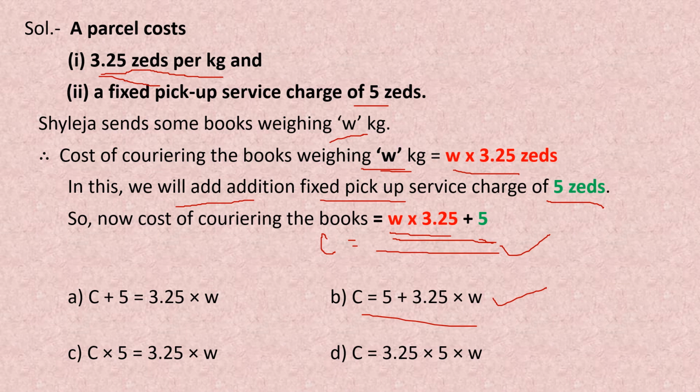Let's see the C part also. C into 5. No, it's not in multiplication. That means it is wrong. And the D part, C is equal to 3.25 into 5 into W. So here 5 is not in multiplication. So this is also wrong. So the correct option is B option.